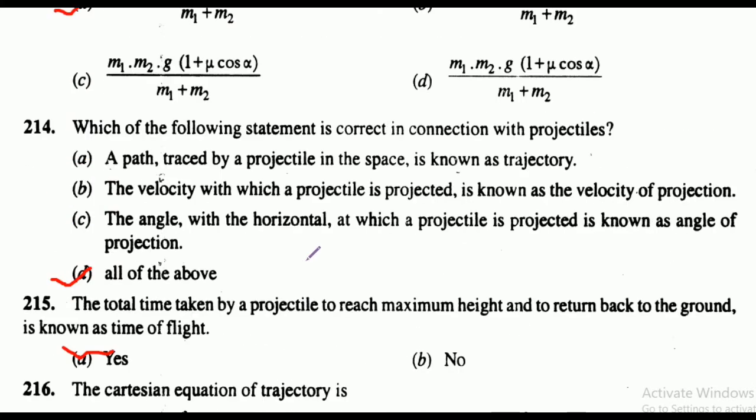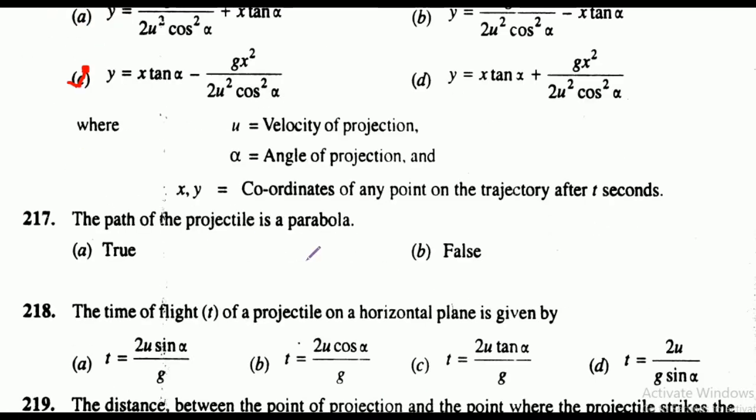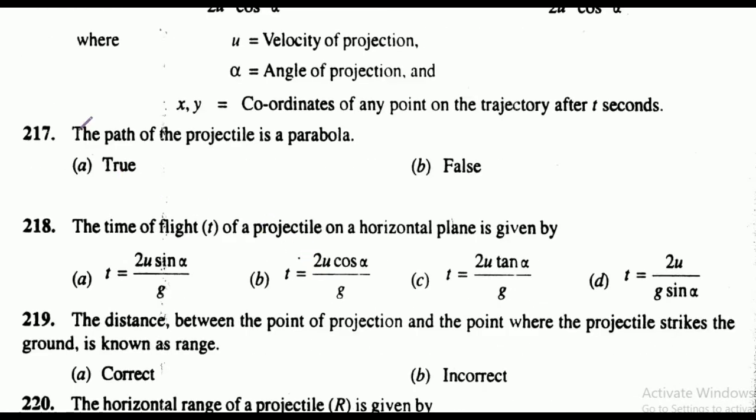Okay, now here friends, now next is question 217. The path of the projectile is a parabola. Options are true or false. Here correct answer is option A, that is it is true.